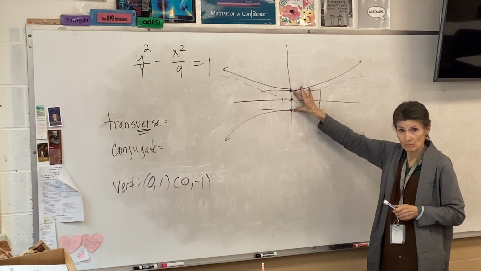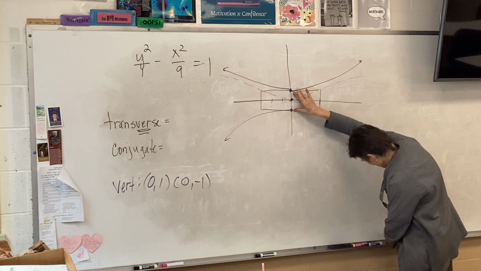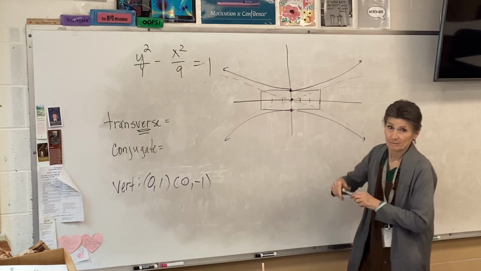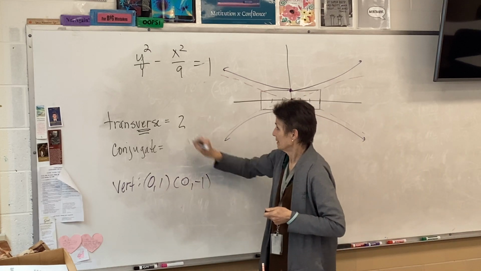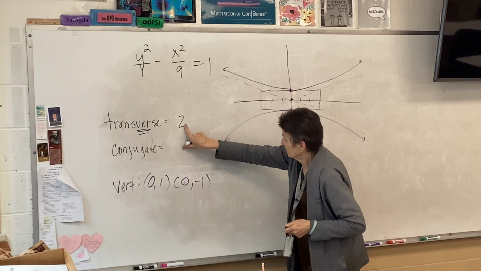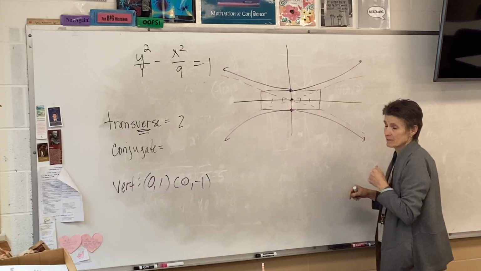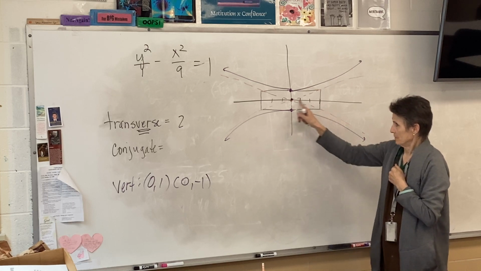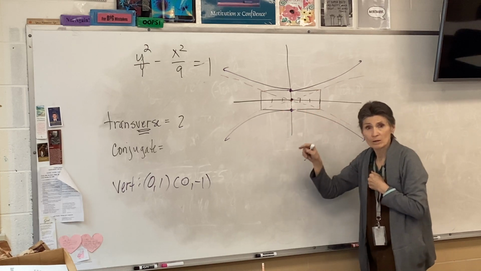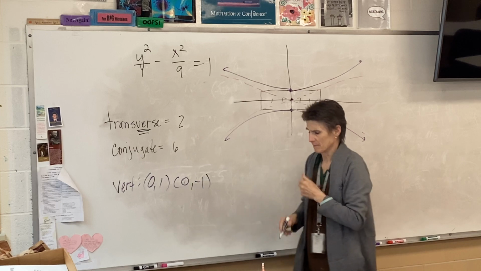This is your transverse axis. How long is it? 2. This is your conjugate axis. Oh geez, now I have the hiccups, sorry. This is your conjugate axis. How long is it? 6.